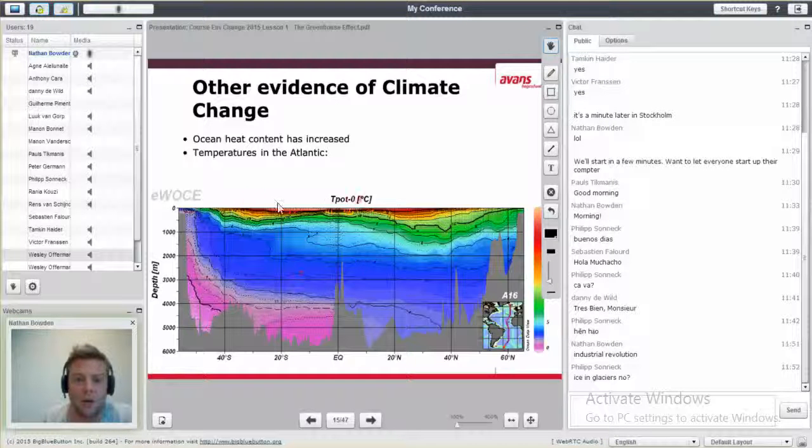Climate change of the oceans. We've talked about land, we've talked about mountains. Now we'll talk about the oceans. This is change in temperature by depth. This is the equator, this is the south, and this is the north. This is a transect through the Atlantic Ocean from the far north to the far south. This is no change, and this is a large change. As you've seen, that's quite a lot.